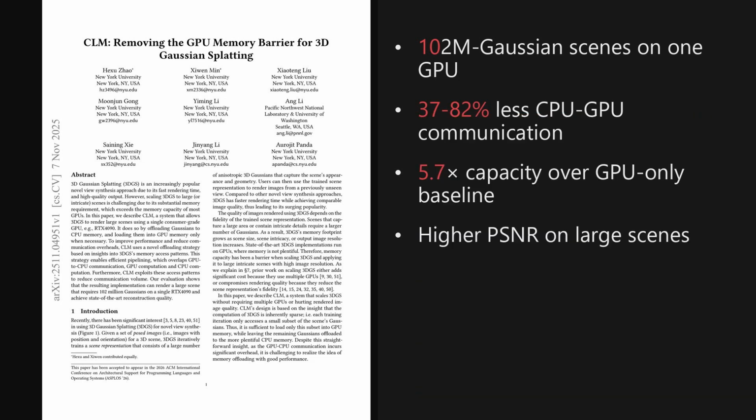I'm Alex. Today we're looking at a paper trending on X, published on November 7, 2025, about 4 days ago. This paper tackles the memory wall in 3D Gaussian splatting, so a single consumer graphics card can handle huge scenes. The headline result is that the system, called CLM, trains scenes with up to 102 million Gaussians on one RTX 4090, while keeping quality high, and it cuts central to graphics processor communication by about 37 to 82%. The paper is titled, CLM, Removing the GPU Memory Barrier for 3D Gaussian Splatting, and the implications for scalable, high-fidelity view synthesis are quite significant.